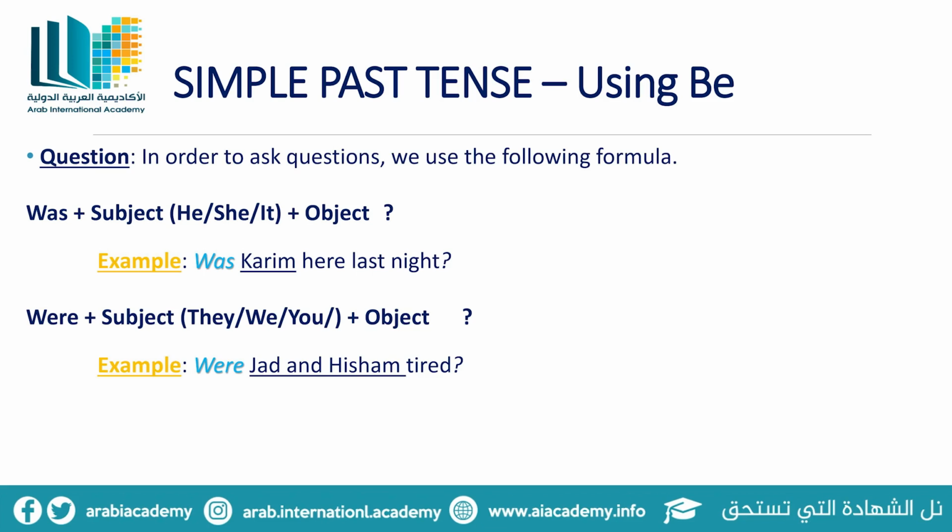In order to write a question using subjects like they, we, or you, we start the question with were, followed by the subject and then the object. For example, were Jad and Hisham tired? We used were since the subject is Jad and Hisham, and these two refer to the pronoun which is they, and they takes were and not was.